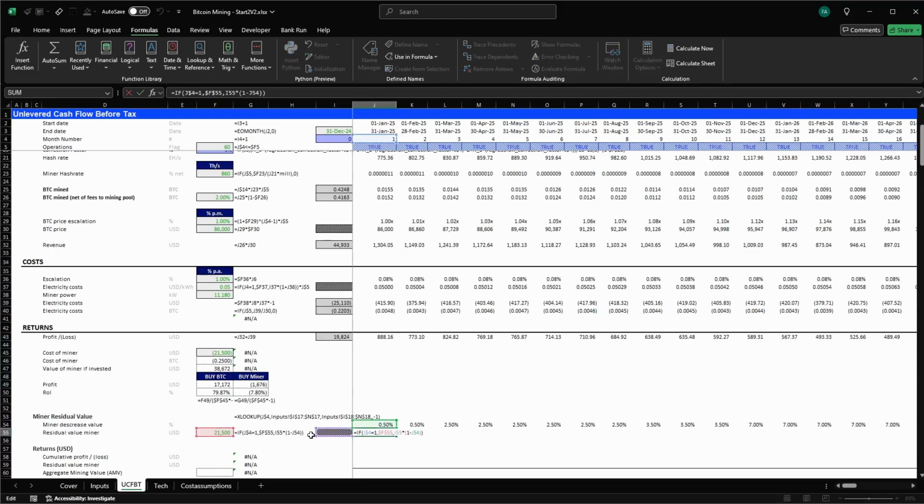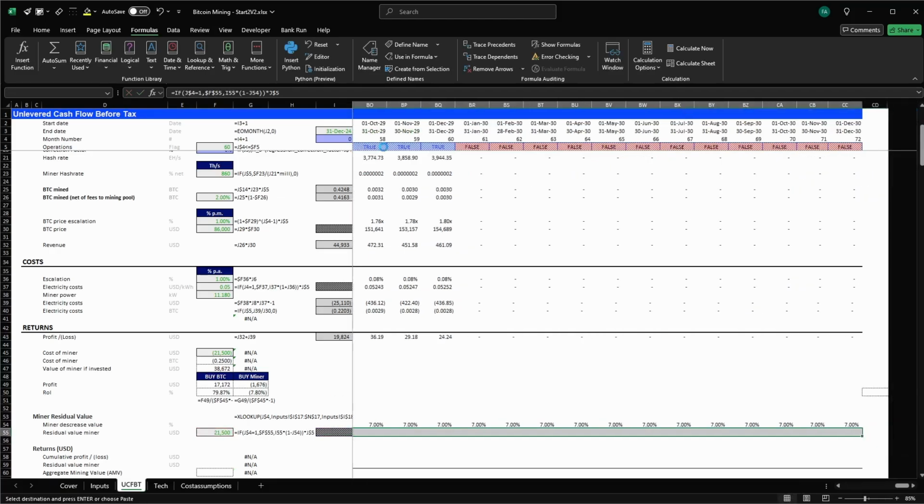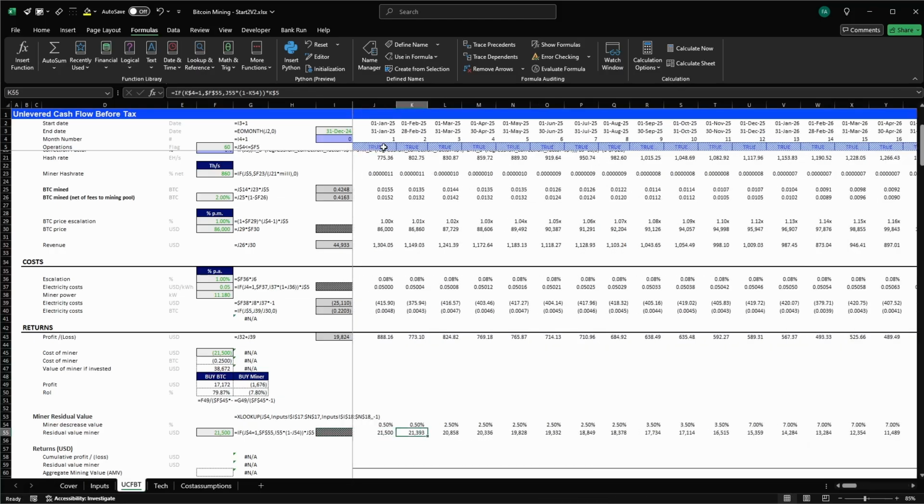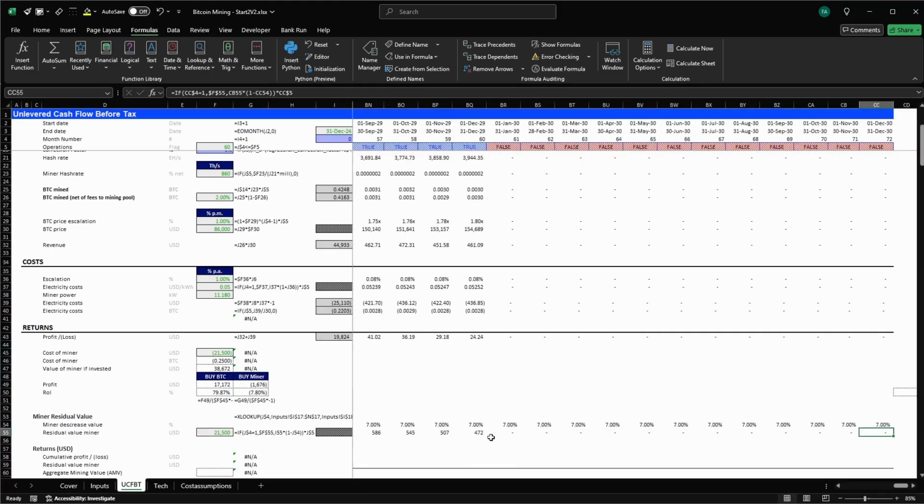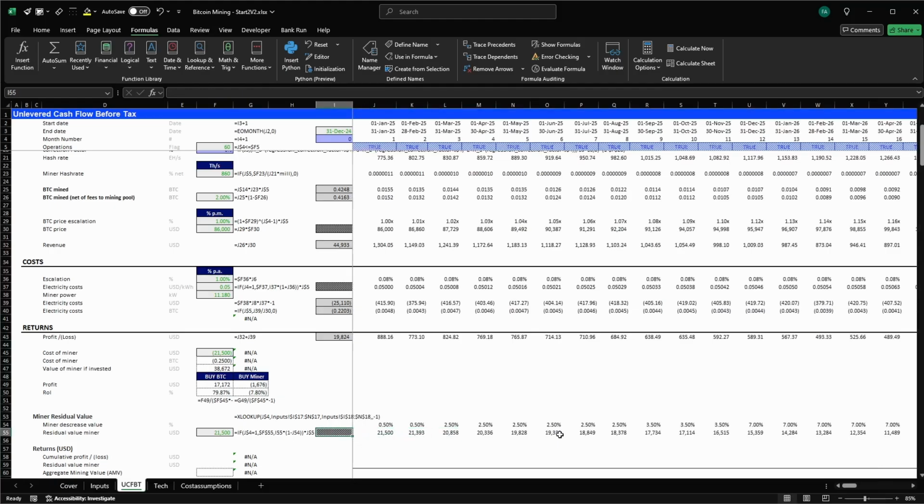And I think I just have to multiply now by the operations flag and copy and paste across. Okay, cool. So you can see here that over time the machine is losing its value, until the point where it gets to a value of $400 basically. Okay, that's it. So what are we going to do now?